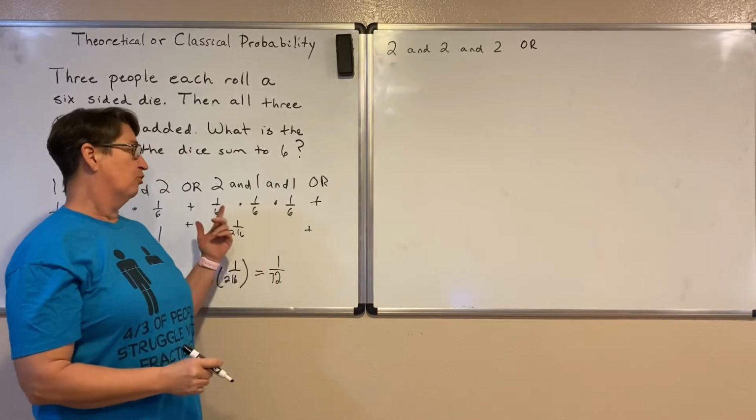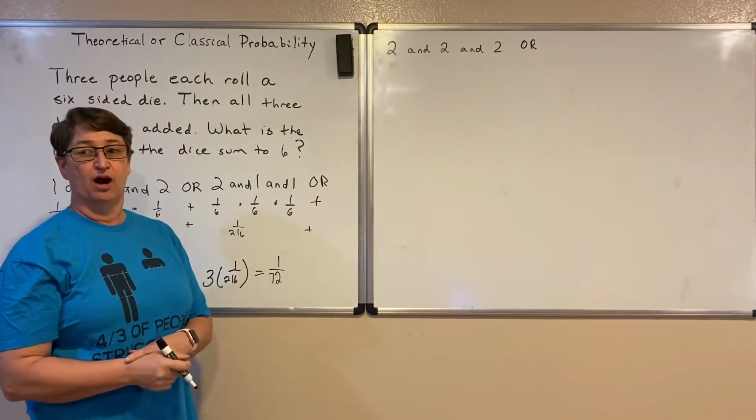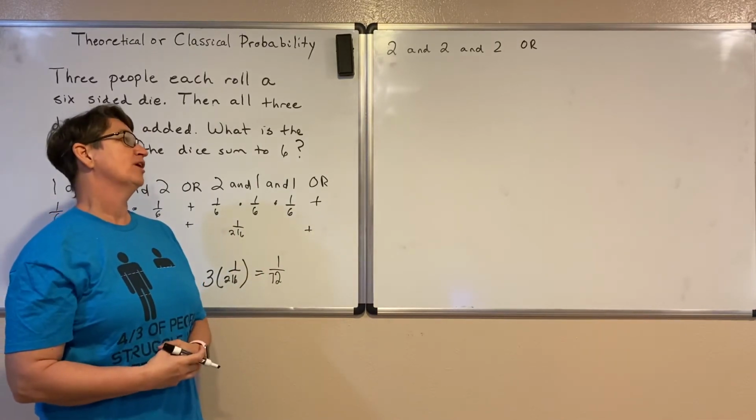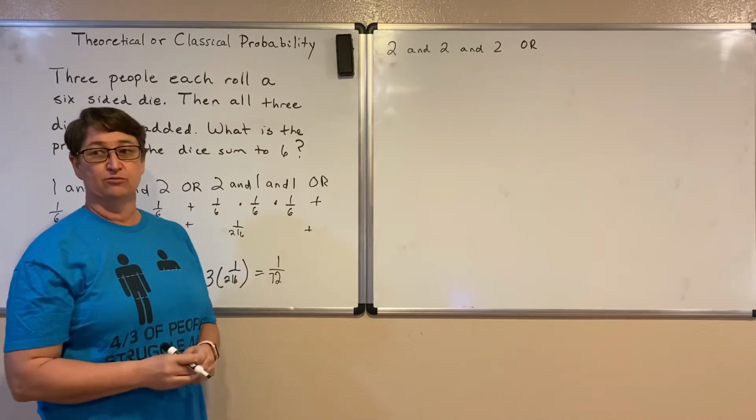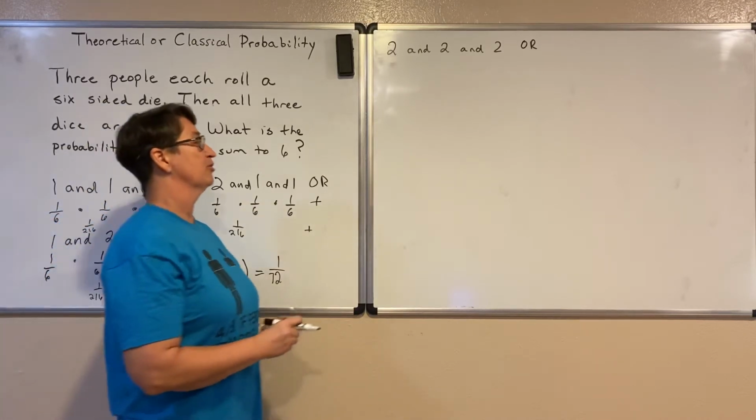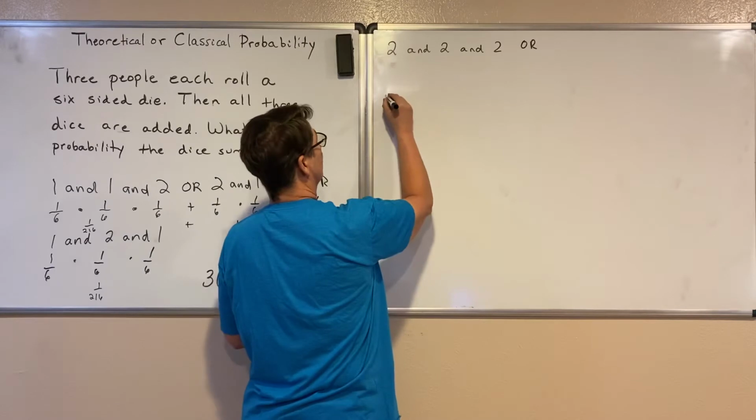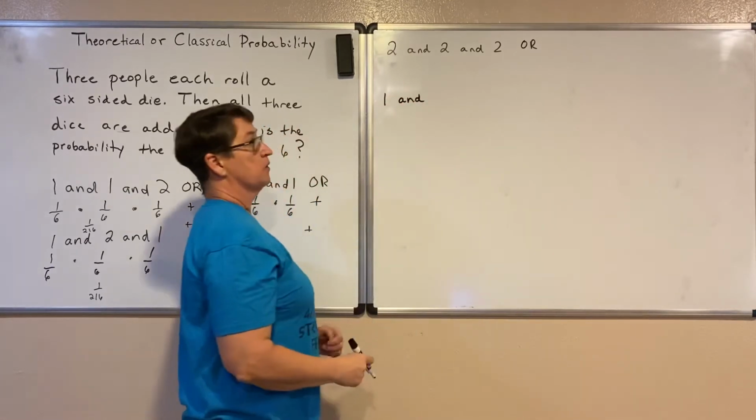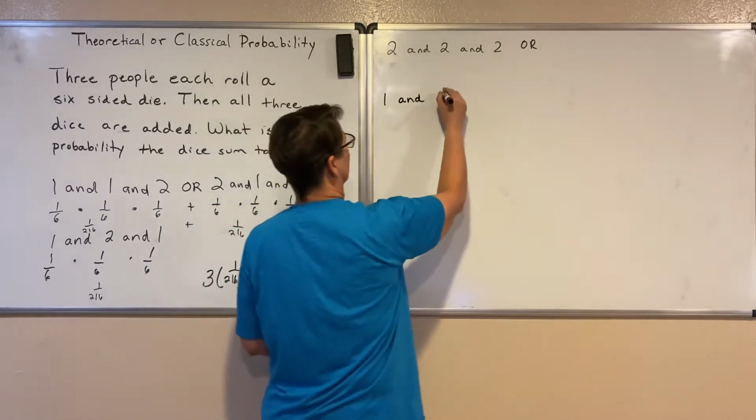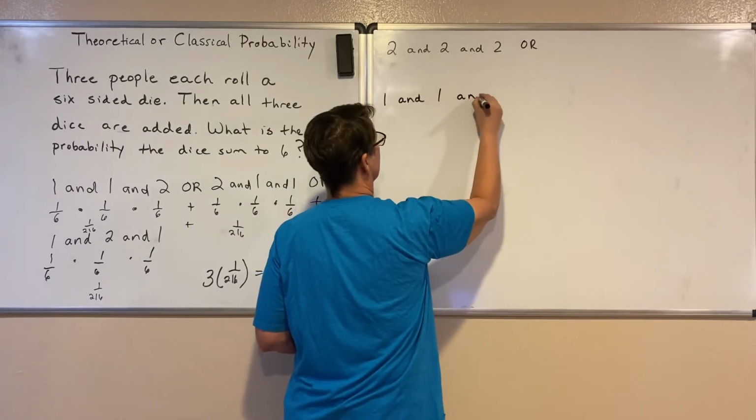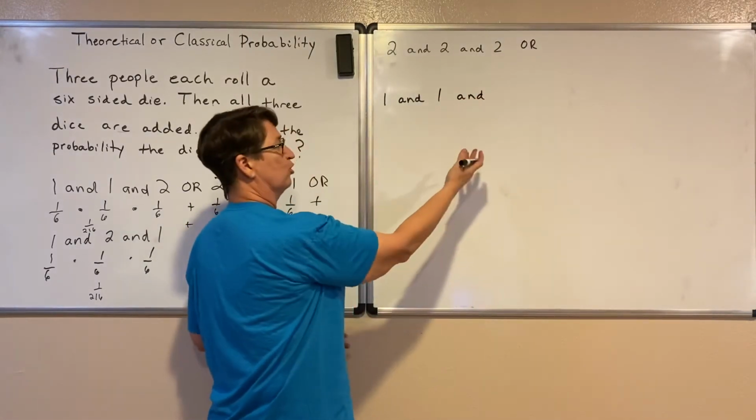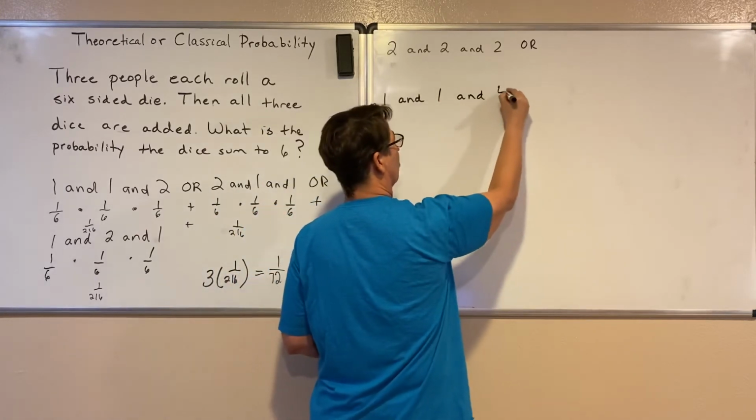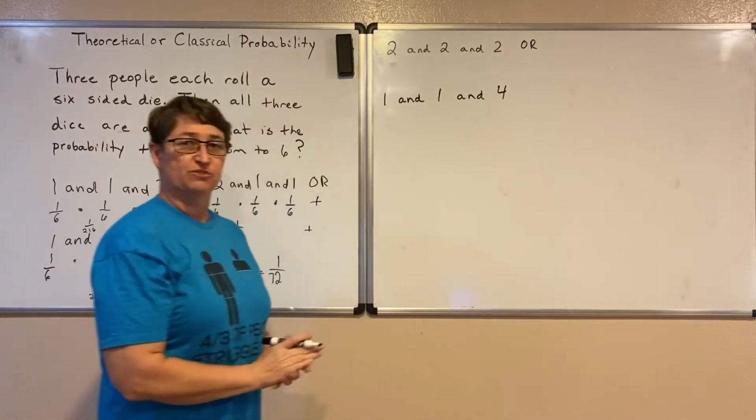But just like before, we could do it in some other ways. Maybe one of them rolls a 1. So let's see what happens if one of them rolls a 1. So if one of them rolls a 1, and the second one also rolls a 1, then that third one would need to roll a 4 so that they summed to 6.